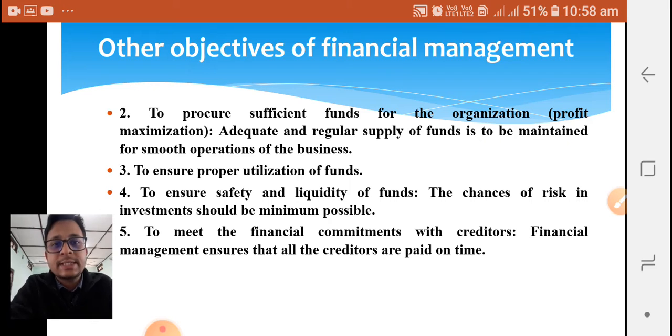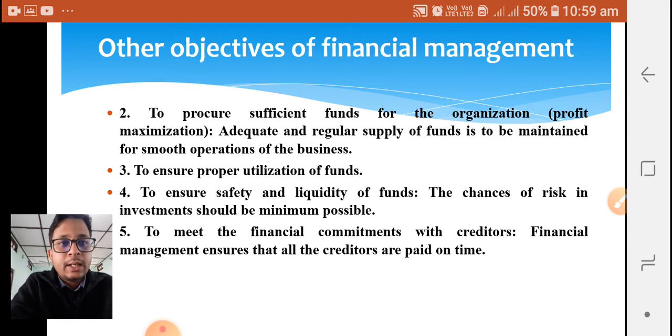So this is the second objective of financial management. That means to supply the firm with the amount of money that the firm wants. So this will be the second objective of financial management. The first objective was wealth maximization. The second objective is to supply the amount of funds to the firm to the extent that the firm requires.